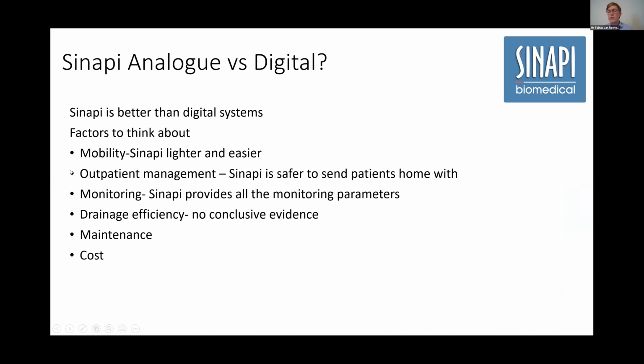Sinapi analog versus digital. We state Sinapi is better than digital systems. A few factors to think about: mobility. Sinapi is lighter and easier to mobilize a patient. Outpatient management. Sinapi is safer to send patients home with. Monitoring. Sinapi provides all the monitoring parameters like I showed earlier with the bulb and the fluids above the valve. You can see some historic data.